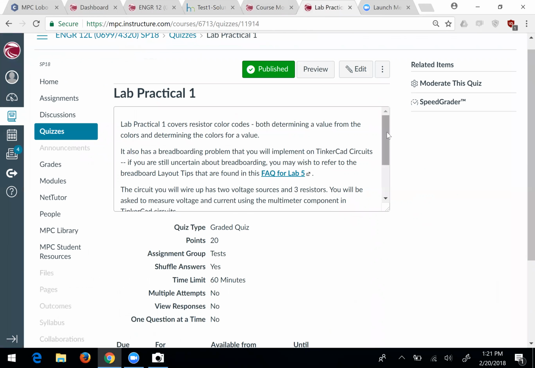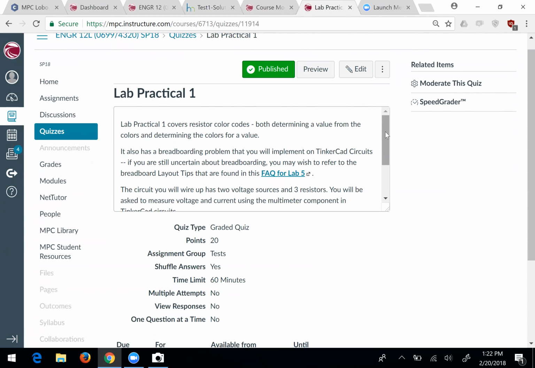I'm also pointing out there is a lab practical next week. You could do it in class if you want, or you could do it at home, and it involves resistor color codes. That's pretty trivial. You should all know this by now, although sometimes the colors are hard to tell on the screen. And a breadboarding problem, that's the main thing. You should be able to build a breadboard.